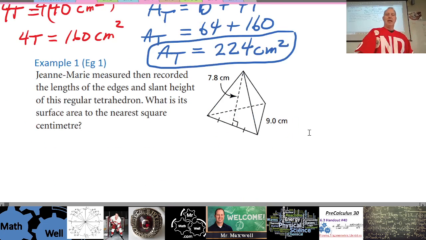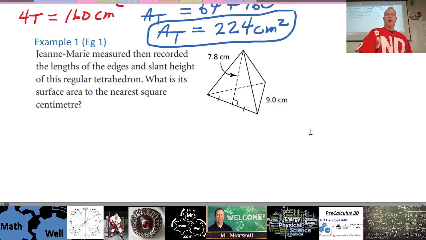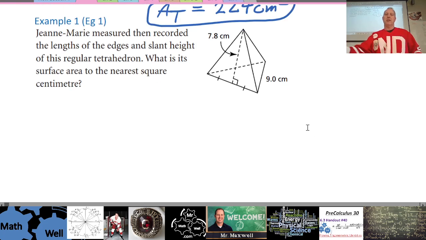Okay. Let's do this one. Here's an example. Let's do this one, brand new one. This is a pyramid with a triangular base, a tetrahedron, right? So tetra means 4. So all 4 sides are the same. Jean-Marie measured, then recorded the lengths of the edges and slant height of this regular tetrahedron. Oh, also, regular means that all the sides are the exact same.